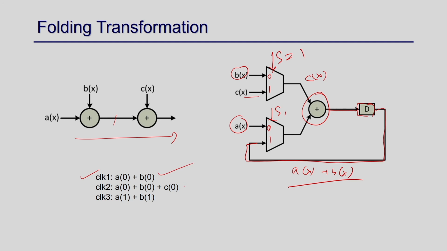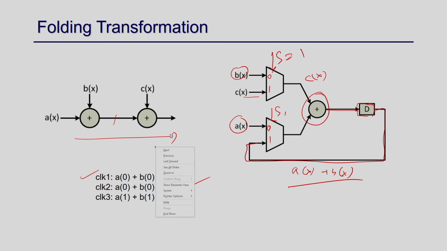Next clock, a0 plus b0 plus c0 is going to happen. In the third clock, a1 plus b1 is going to happen, right. This is how I can alternate or time-division multiplex things. So again, you can understand that this circuit is going to work. The only thing is that earlier it was taking 1 clock to execute this, now it is taking 2 clocks.